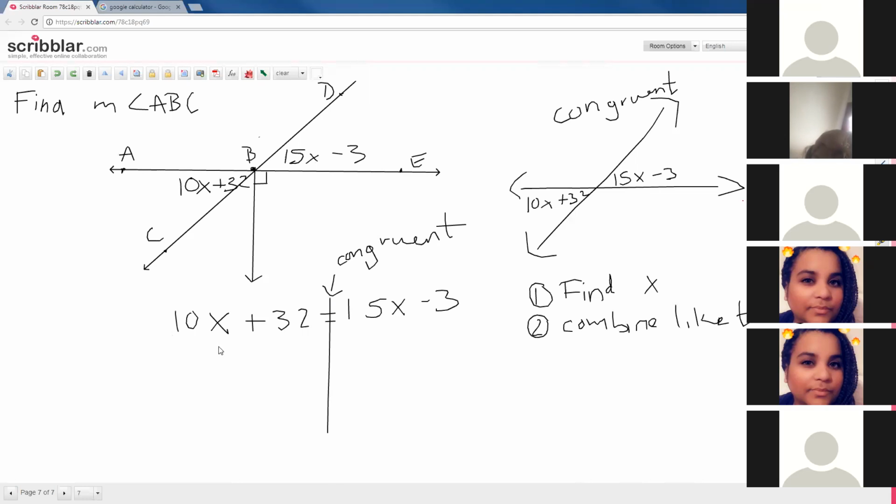There's the 10x on the left and the 15x on the right. If they're on opposite sides, they can't just combine. Combine like terms only works if there's a whole bunch of stuff on the left or a whole bunch of stuff on the right. So we can't combine like terms. So this time we skip it. So now we need to do our opposites again.